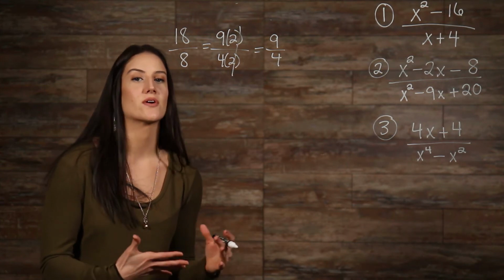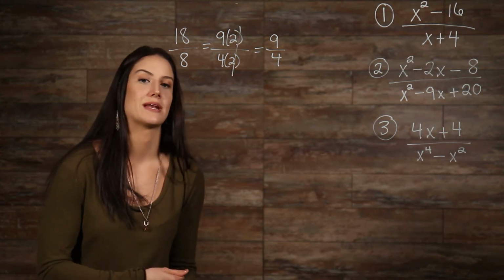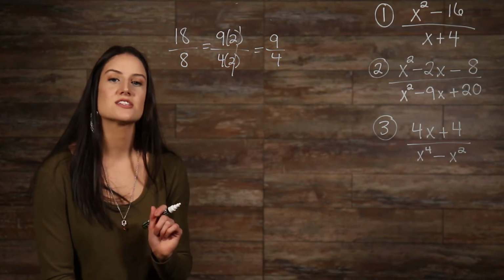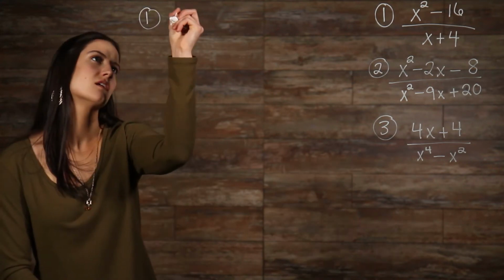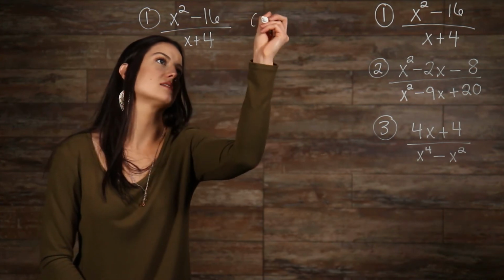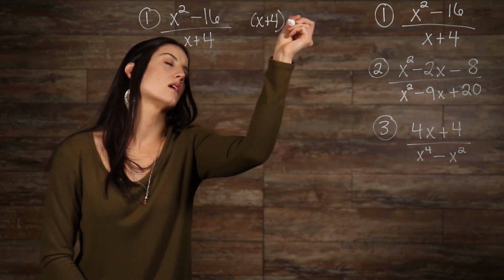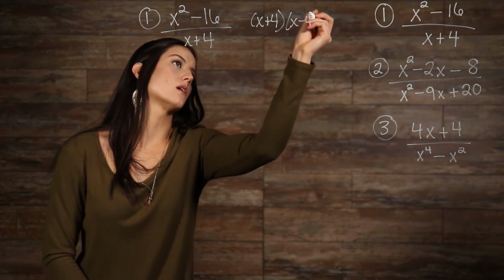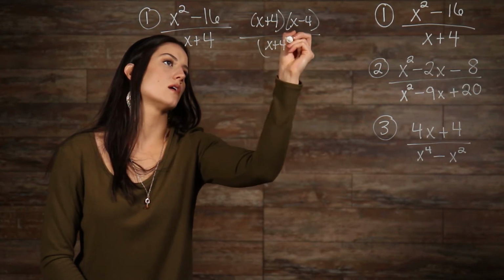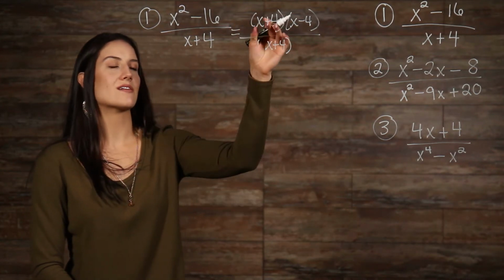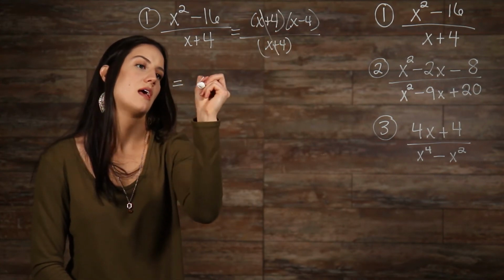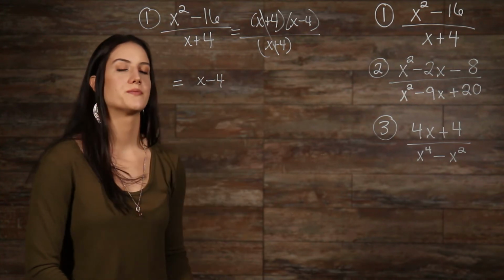There's not another number that both our numerator and denominator are divisible by. It works the same way with a rational expression. Let's try reducing our first example. We can rewrite our numerator, once we factor it out, as x plus 4 times x minus 4, all over x plus 4. And once we do this, we can see that our x plus 4's will cancel out. So we cancel that out, leaving us with x minus 4.